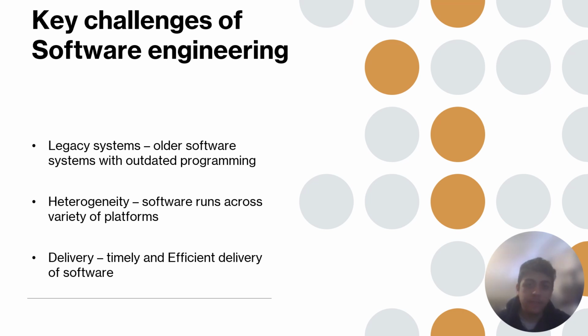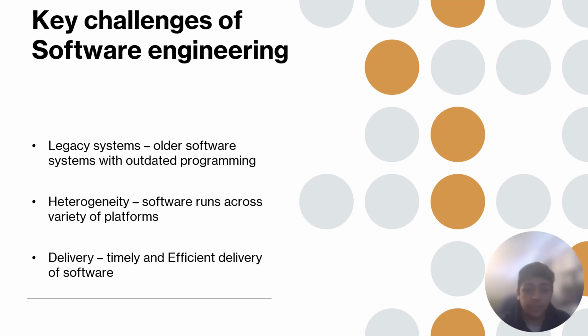So our first example is legacy systems. So these are older software systems often written in outdated programming languages or built with obsolete technologies, making it difficult to maintain and integrate with modern systems. They may also lack documentation, making updates and bug fixes more challenging.